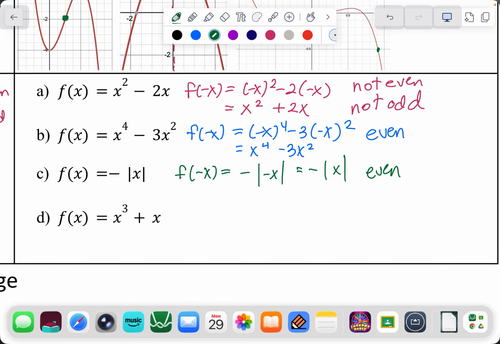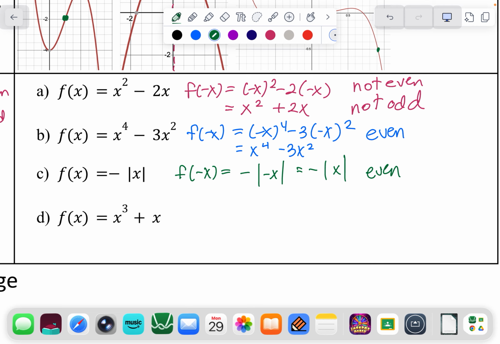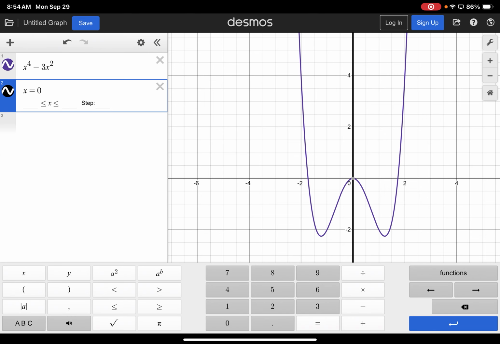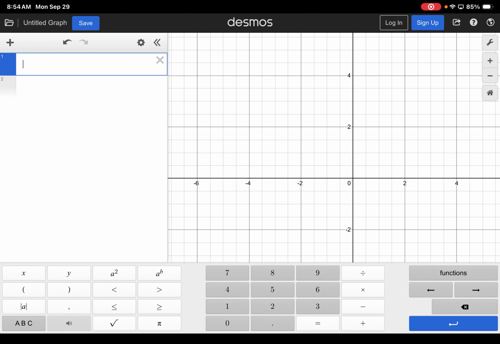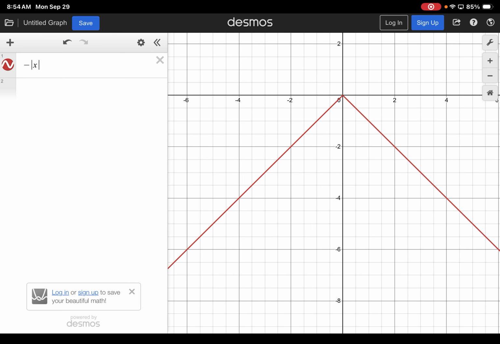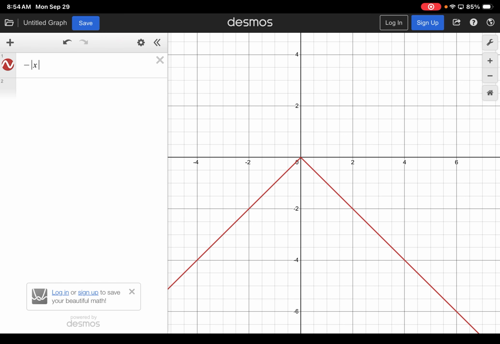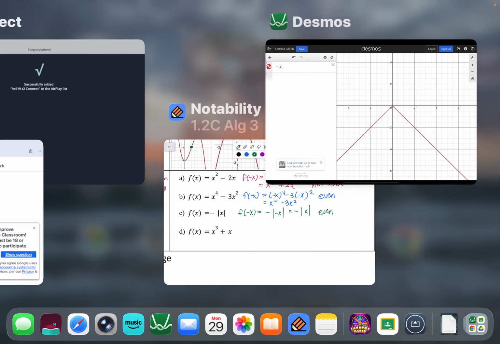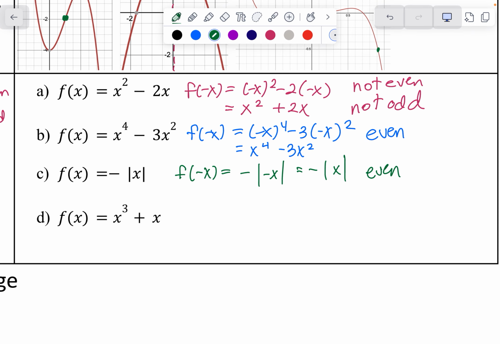So let's check in Desmos. Is it something that is foldable across the y-axis? Well, if you stick in the negative absolute value of x, guess what you get? You get a V. The negative in front just flips it upside down, but it's still a V. We still could fold it, like if we had a piece of paper that it was drawn on, and it's a perfect match on both sides of the y-axis, okay? So again, the algebra and the geometry should always match up.